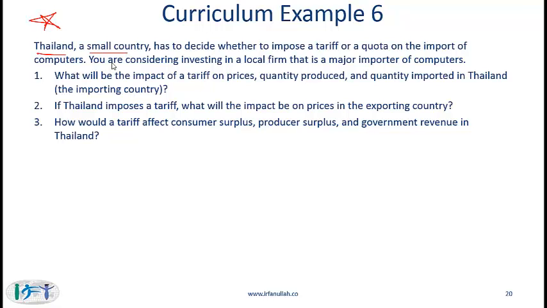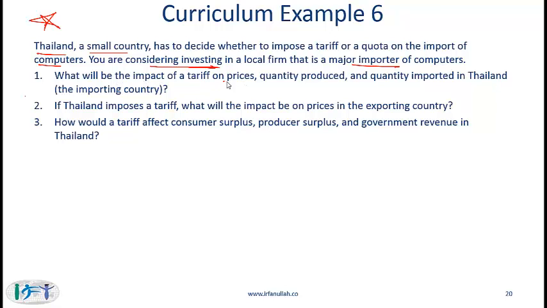Thailand, a small country, has to decide whether to impose a tariff or a quota on the import of computers. You are considering investing in a local firm that is a major importer of computers. The good thing about this example is that it connects what you are learning in economics with your role as a financial analyst or your role as an investor. I want you to answer these questions before you look at the solution. If you've understood what we've talked about so far, this will be very straightforward.